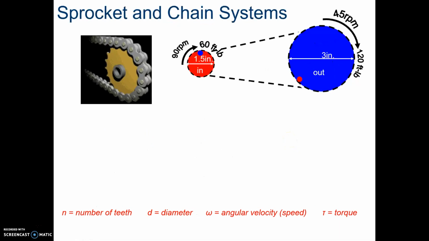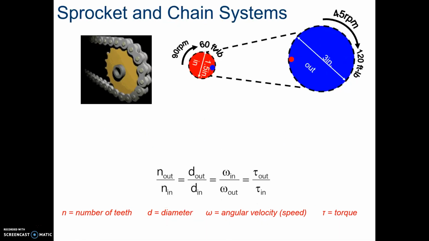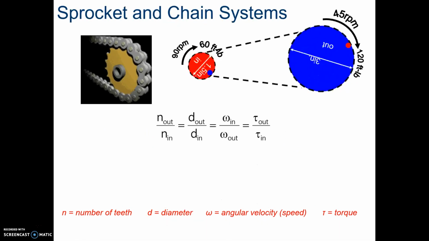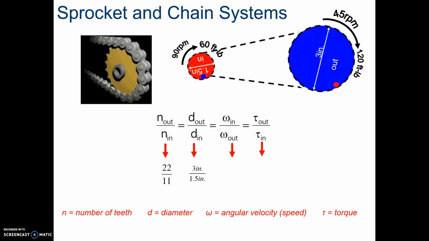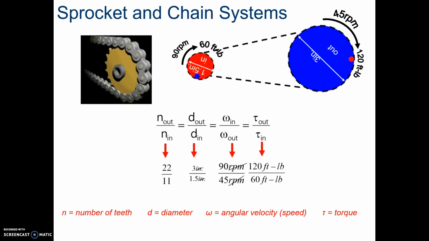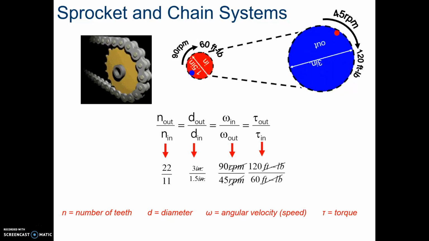And then last but not least, we have chain and sprockets, and we have the exact same equations. You want to write those down. Just remember angular speed is the opposite. And for the example, we have 22 over 11, 3 over 1.5, 90 over 45, 120 over 60. All the units cancel. Either way, it still comes out to a 2 to 1 ratio for this system here.